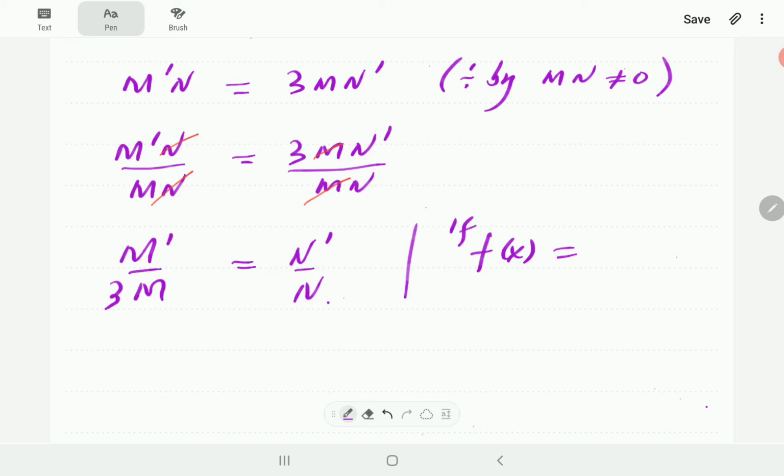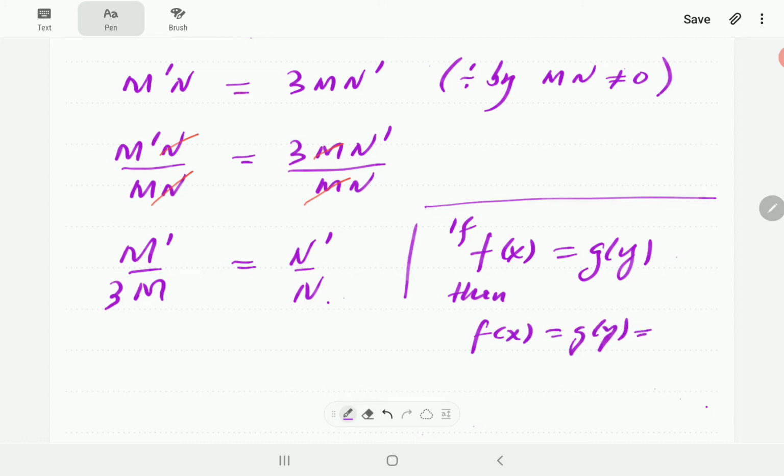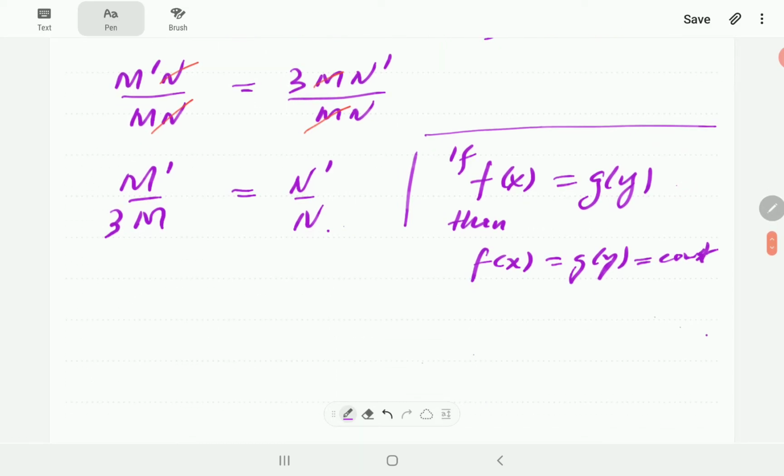So if f of x is equal to g of y, then f of x equal to g of y is equal to a constant. So that's the thing we are going to establish before we go on. Okay, how does this work? Okay, it works as follows.